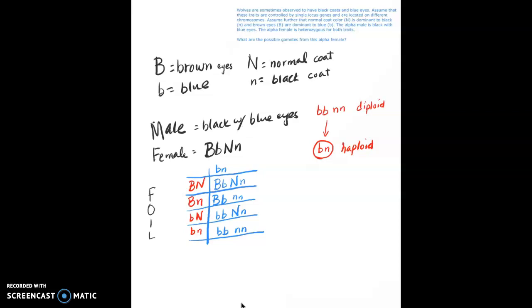And if you want to see, then this one would be obviously brown with a normal coat. This is brown eyes with a black coat. This is blue eyes with a normal coat, and this would be blue eyes with a black coat. Okay, hopefully this makes sense. So I'm going to move on to another problem.